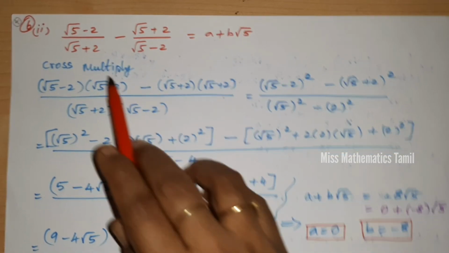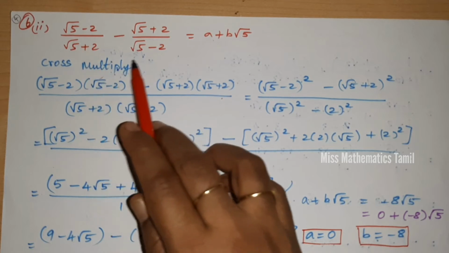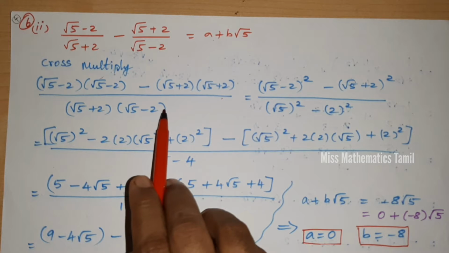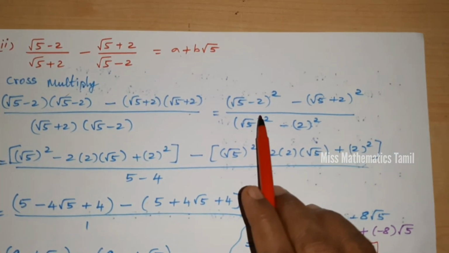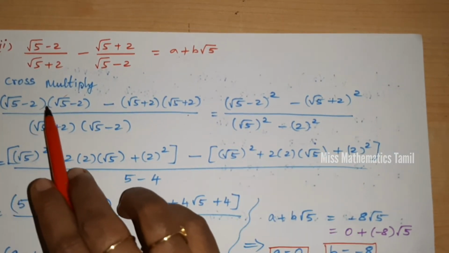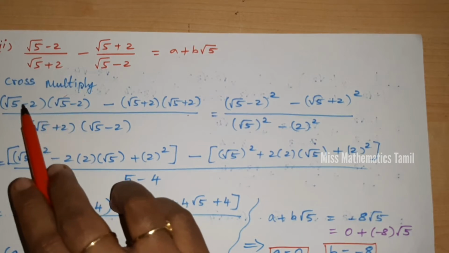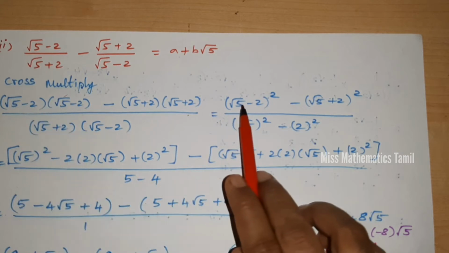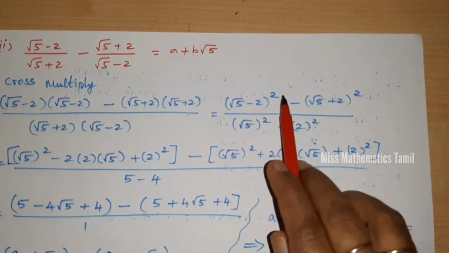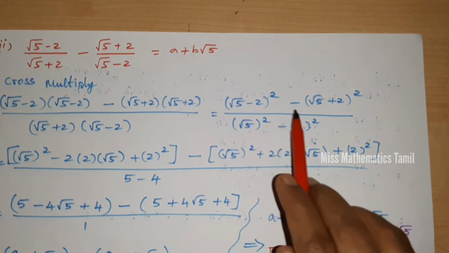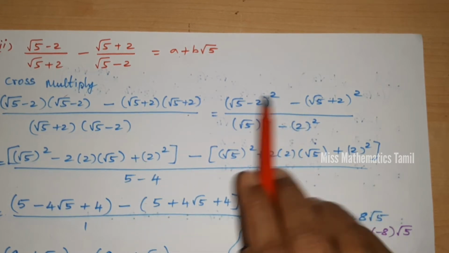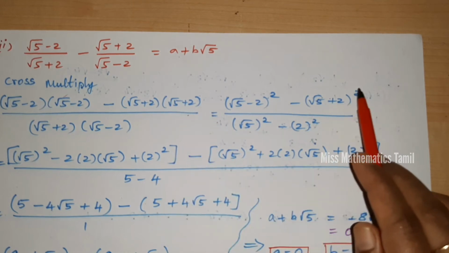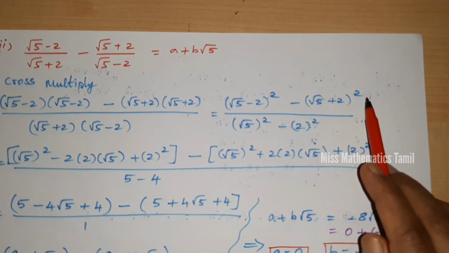In the denominator, what will happen? This one into this one: root 5 plus 2 into root 5 minus 2. After that, see here, root 5 minus 2 into root 5 minus 2 is the same, x into x, what is that? x square. So I am writing this one whole power 2: root 5 minus 2 the whole square. Here minus sign, again the same portion in multiplication, so I am using the square sign here.